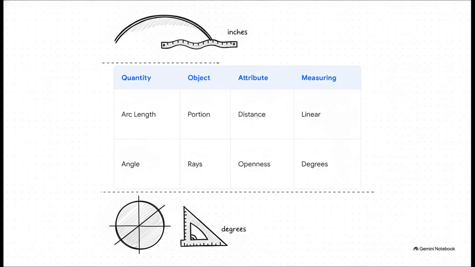If you take away just one single thing from this explainer today, let it be this framework. The attribute of the arc length is actual physical distance. You measure it with a flexible ruler. The attribute of the central angle is openness. You measure that with a protractor.